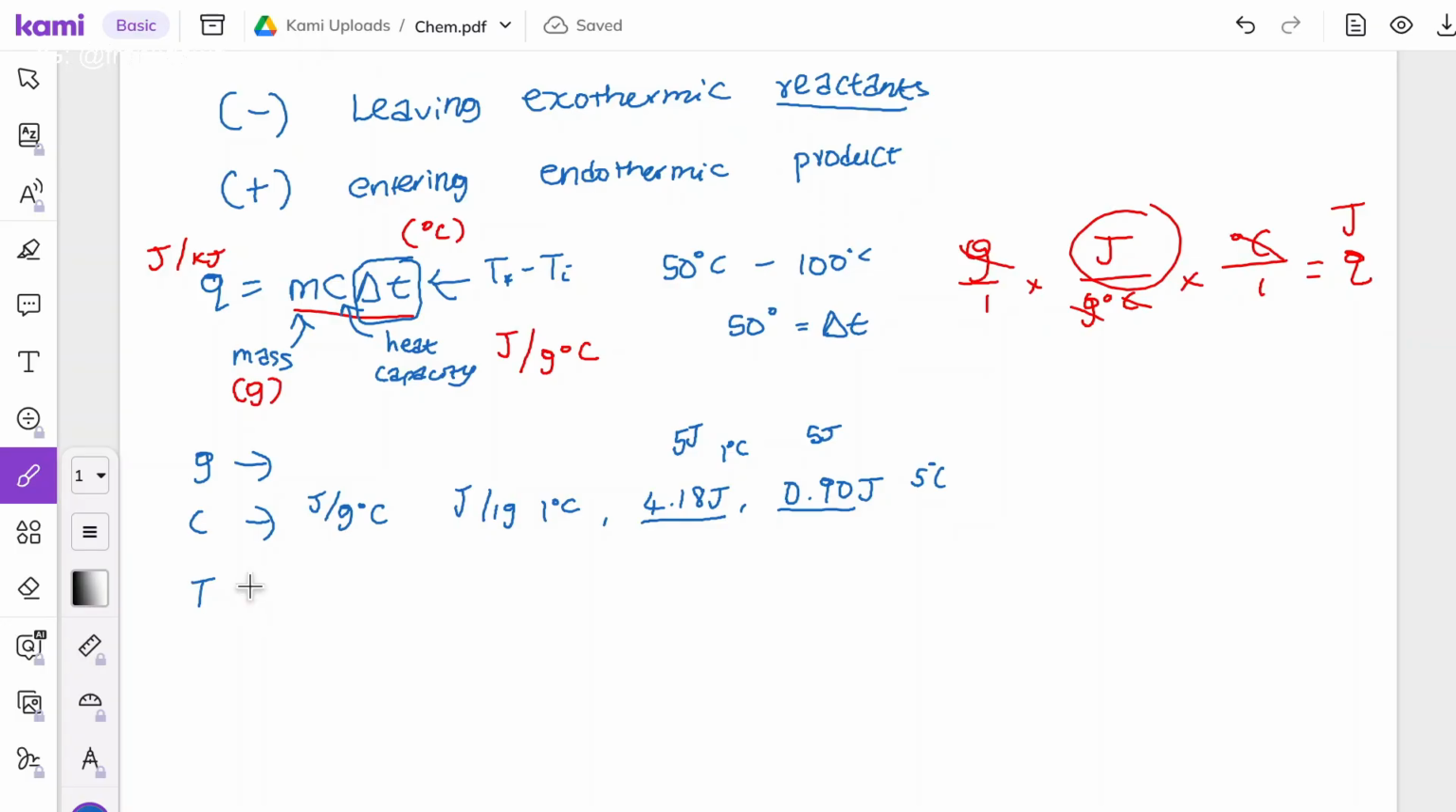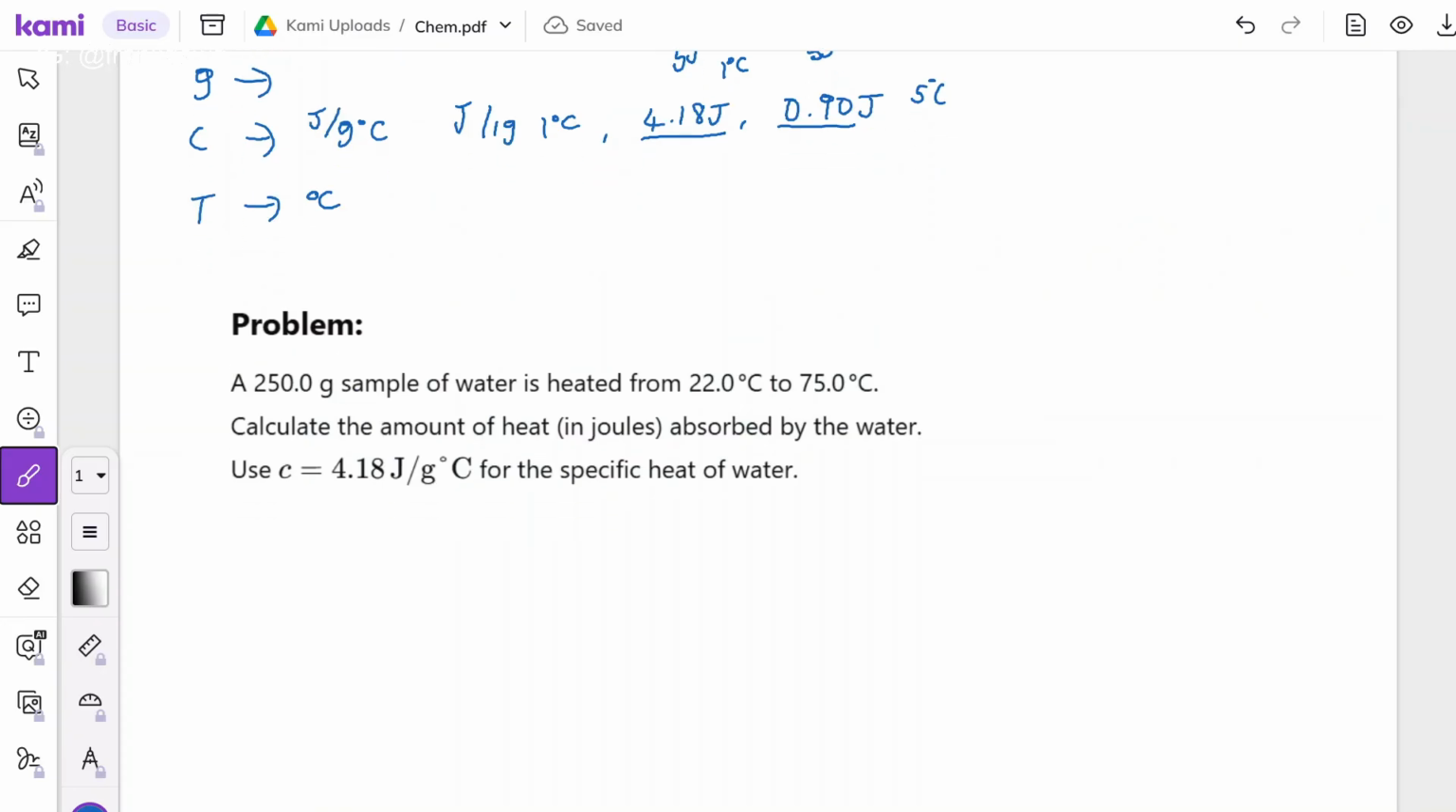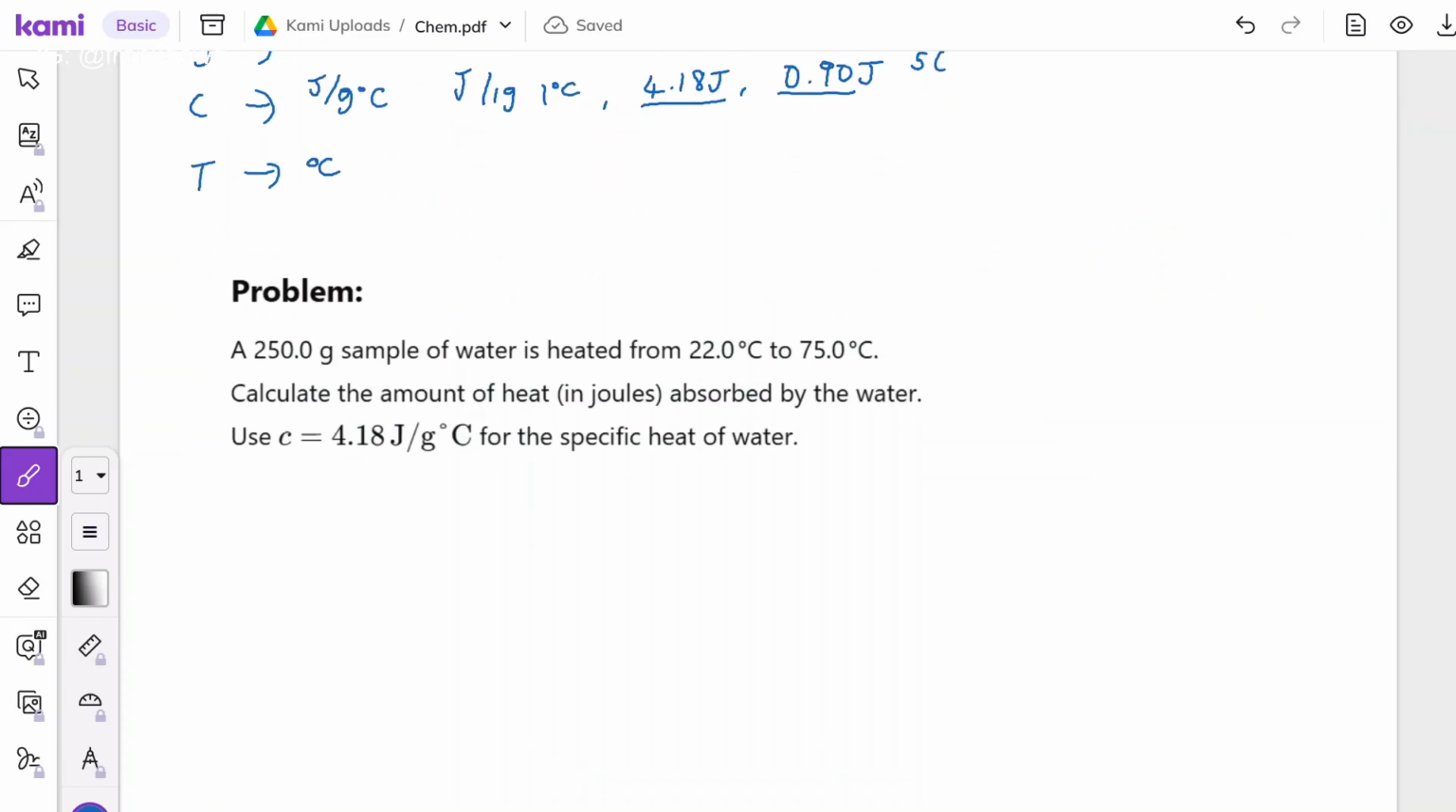And the last unit is just temperature, which you should also know what it means. It's measured in Celsius, and it's going to be obvious to see in the question that I'm going to show an example of now. This is an example of a simple problem that encompasses the concepts that I just talked about.